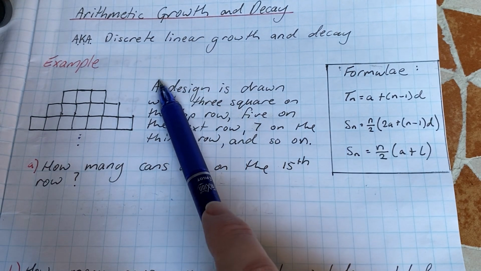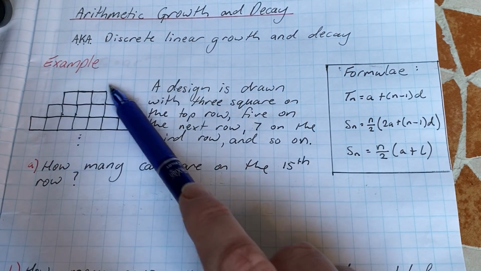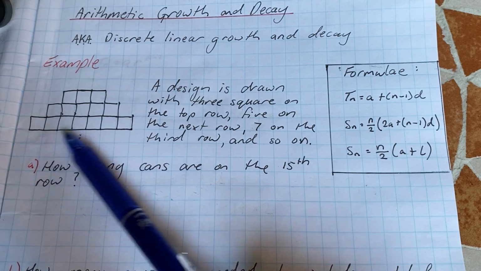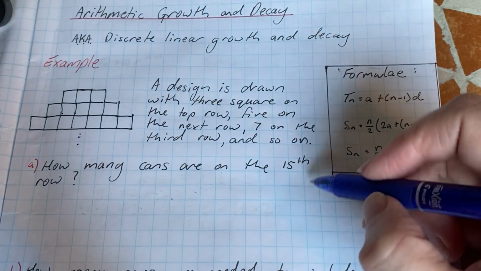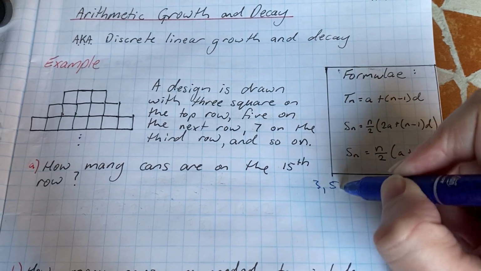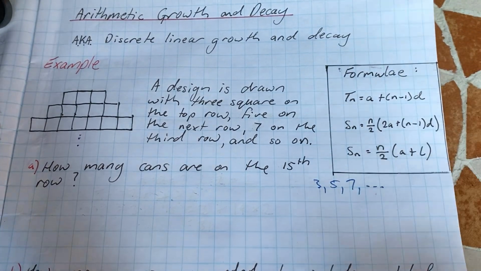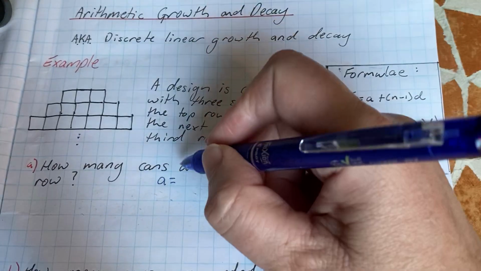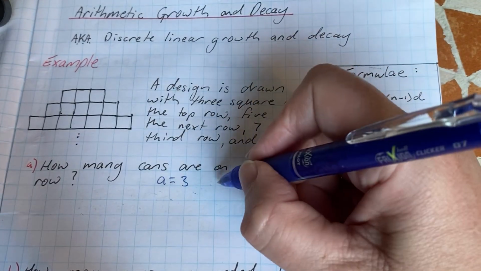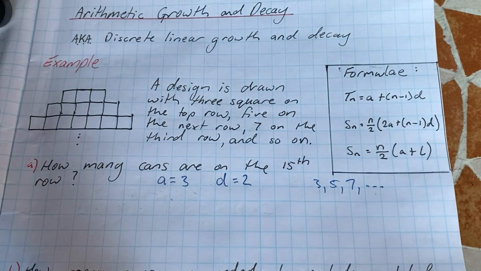So here's an example. We've got a design that's drawn with 3 squares on the top row, 5 on the next row, 7 on the third row, and so on. So that gives us the sequence 3, 5, 7, etc. We can see that that's arithmetic. Our first term, or our A, is 3, and our common difference is 2, D equals 2.